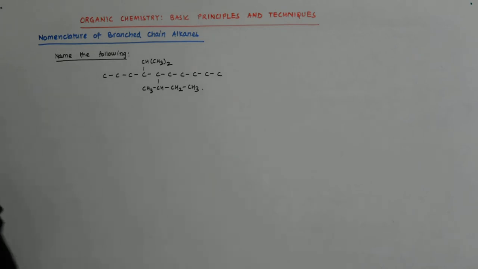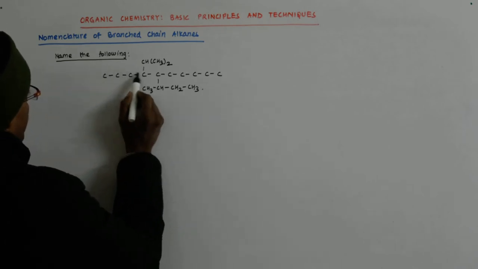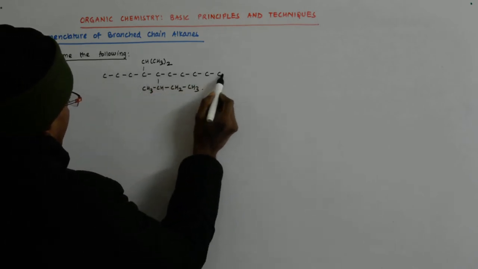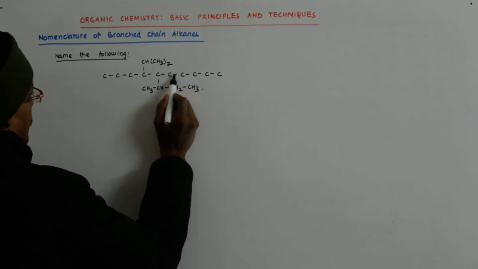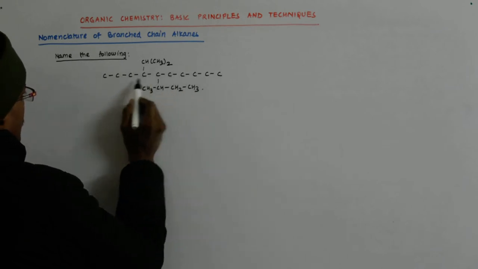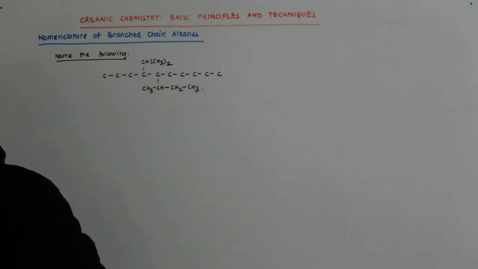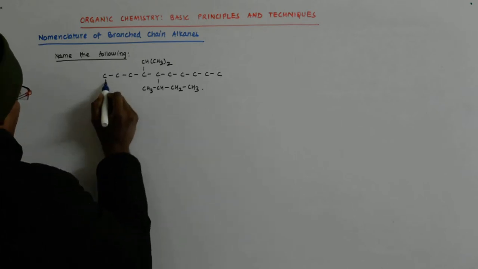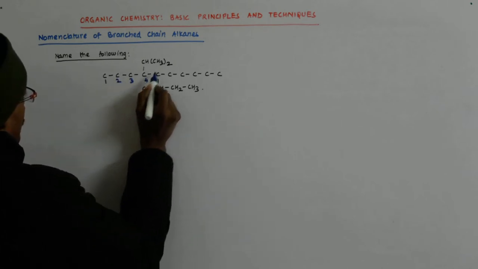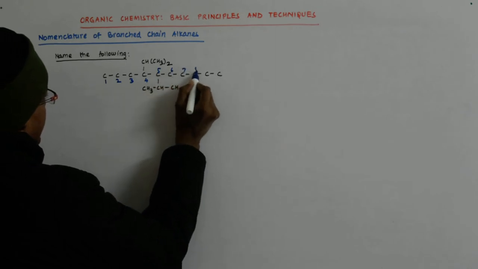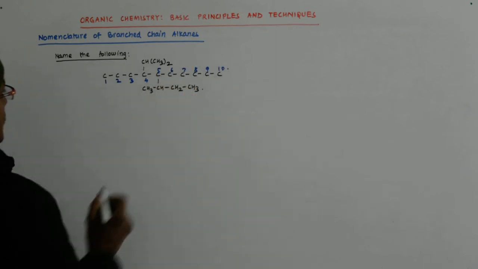Let us try to name this compound. Now the longest chain is this: 1, 2, 3, 4, 5, 6, 7, 8, 9, 10. And this one is 1, 2, 3, 4, 5, 6 and 7. So it is better to name it from left to right, with the lowest locant: 2, 3, 4, 5, 6, 7, 8, 9, 10. Okay?